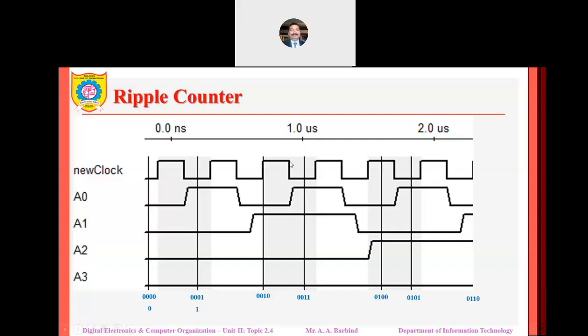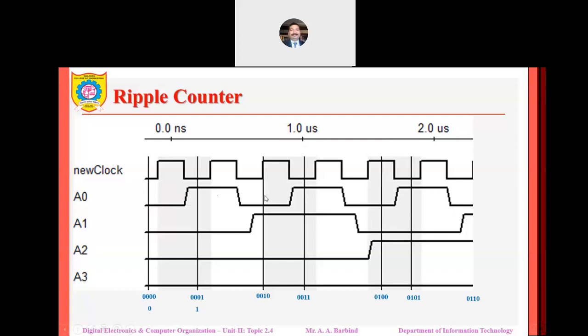Then at the third negative edge of the clock, A0 toggles from 0 to 1. Fourth negative edge of the clock, A0 toggles from 1 to 0. Then the fifth negative edge, and A0 toggles from 0 to 1. This is the next negative edge where A0 toggles from 1 to 0. Okay, so like that it goes on.